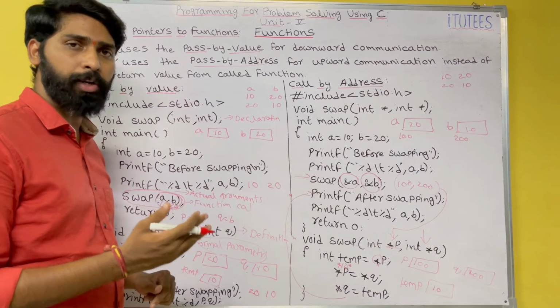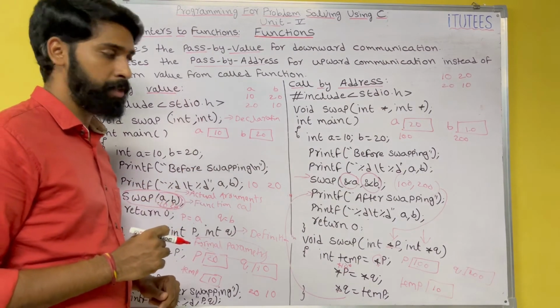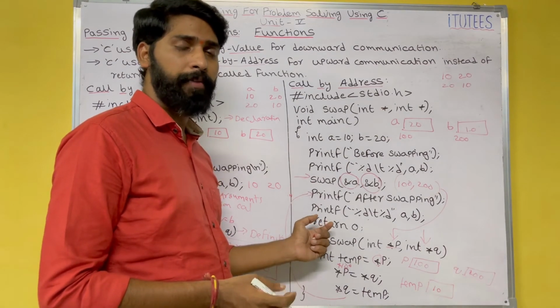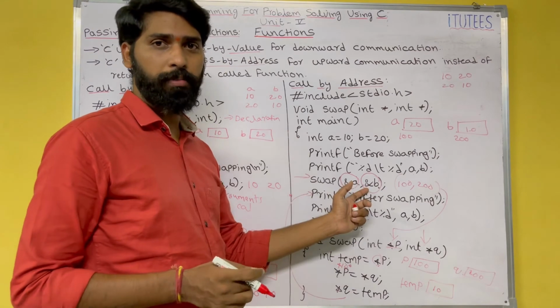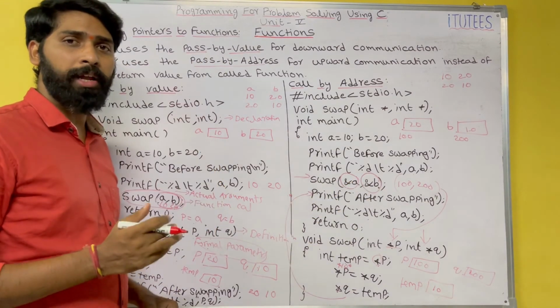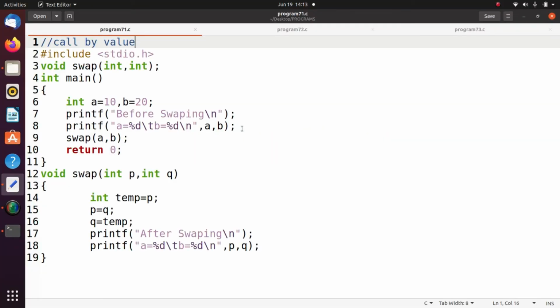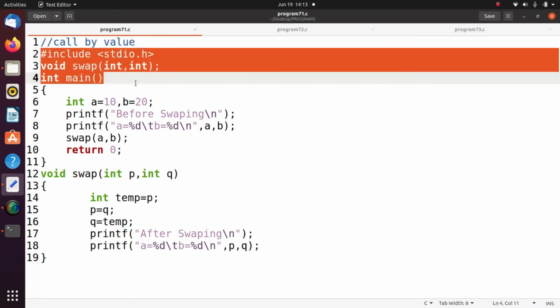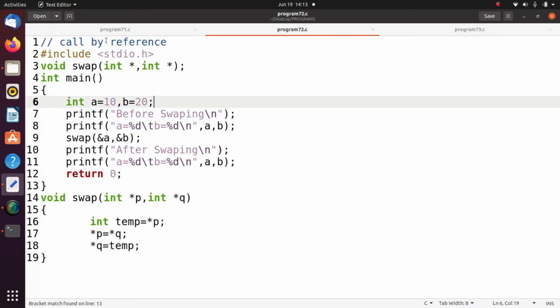Okay, so this is the difference between call by value and call by reference. Call by value means when you call the function, you pass values as arguments. Call by address means when you call the function, you pass pointers as arguments. Okay, I hope you all understand how to pass pointers to functions. Now we see passing pointers to functions. So this is the example for call by value. So this is the example for call by reference.